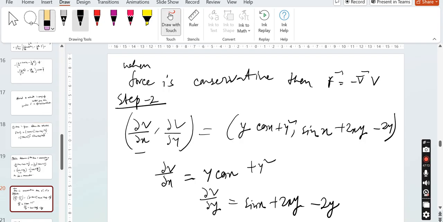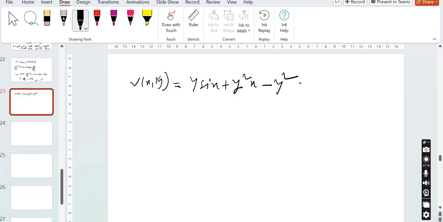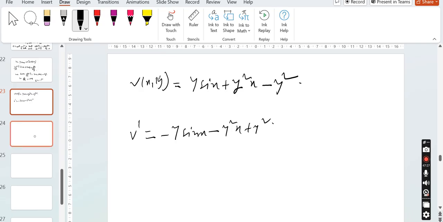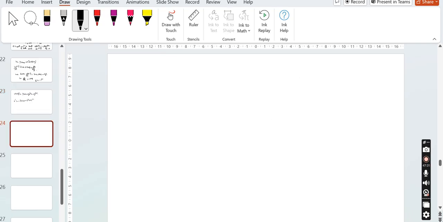So let me write it del v dash. So v dash will be minus y sine x minus y square x plus y square. This is the potential you will get.